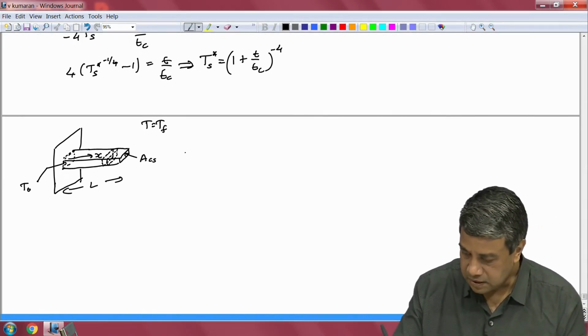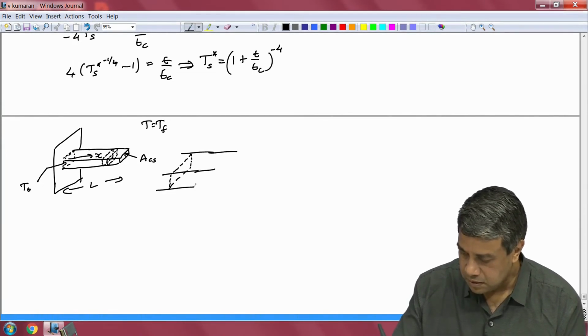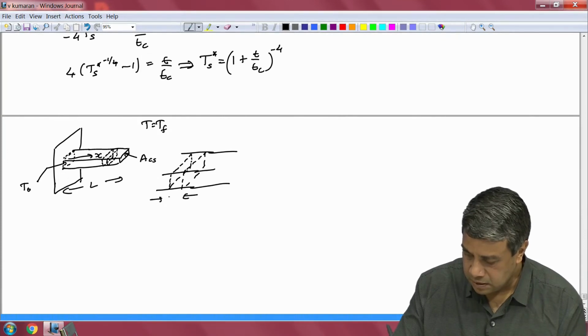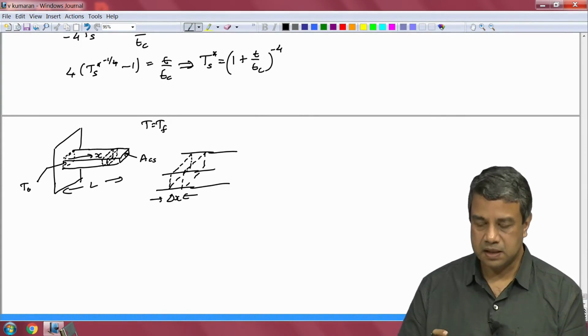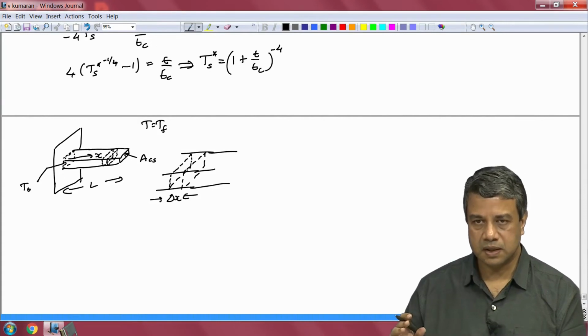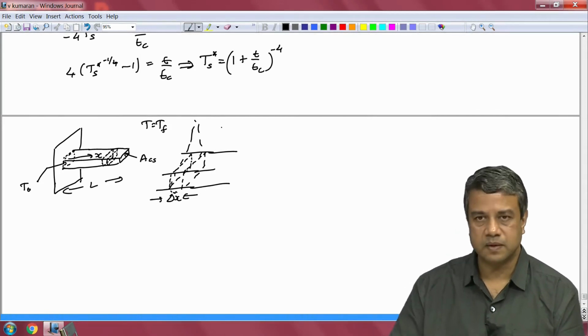We take a cross section of the fin at a particular location, a small distance delta x along the length, and do an energy balance. The energy coming in from the left is equal to the energy going out from the right, as well as the energy that is being convected due to natural convection from the surface of the fin into the fluid.